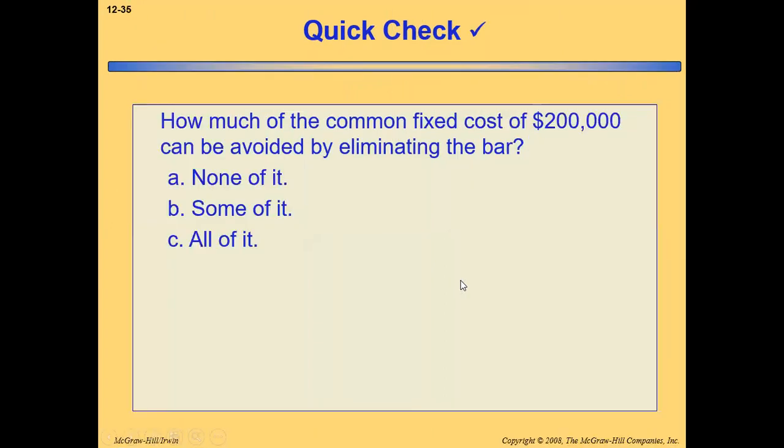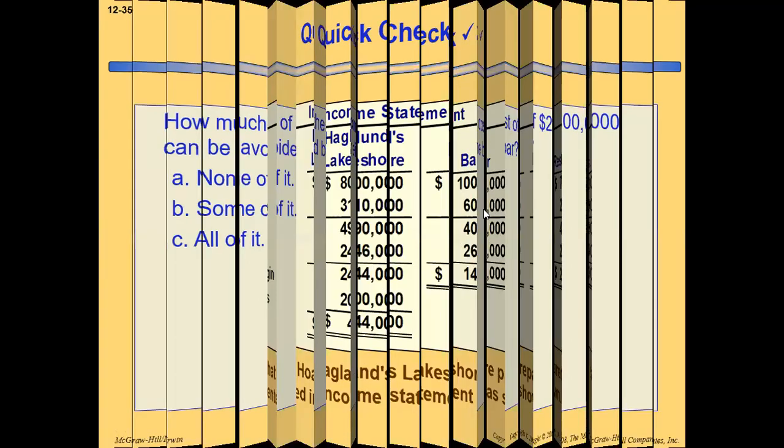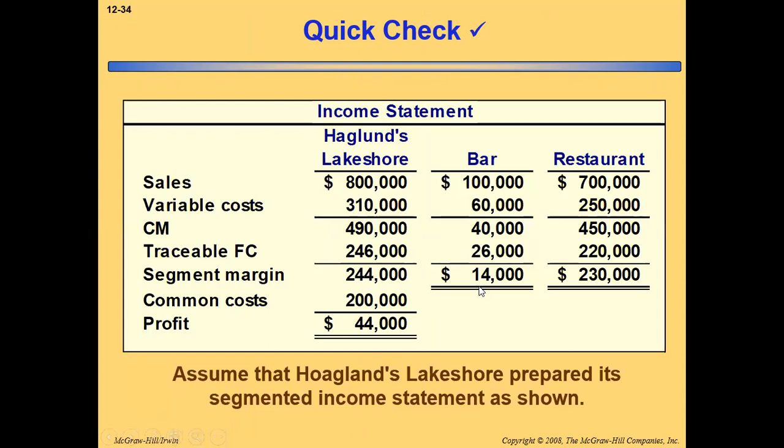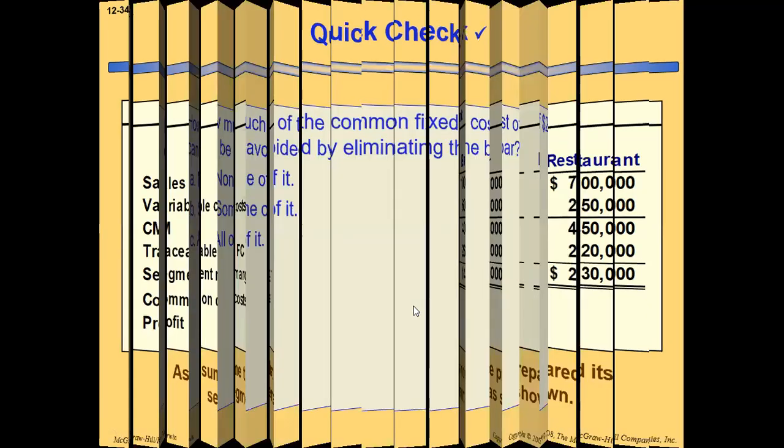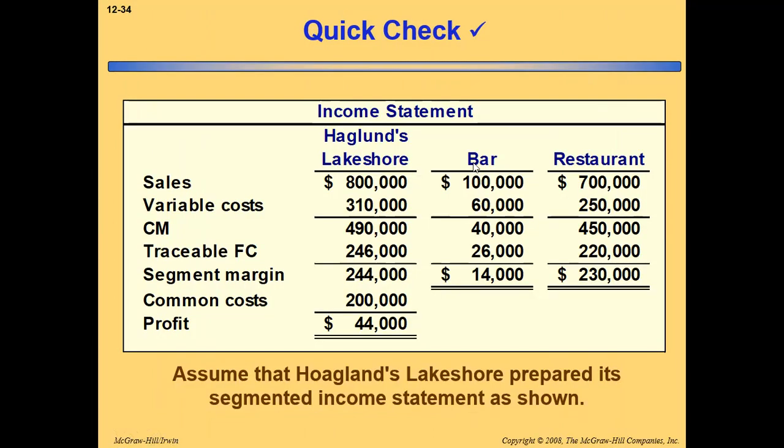Now, how much of the common fixed cost of 2 lakh can be avoided by eliminating the bar? So this is a question to you. Can you say it? Look, here from the bar we have a 14,000 taka profit, from the restaurant we have a 2,30,000 taka profit, and the common cost is 2 lakh taka. Common fixed cost is 2 lakh taka. Now our question is, if we eliminate the bar, if we eliminate this section, can we avoid this 2 lakh taka?